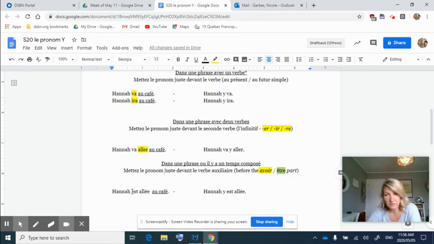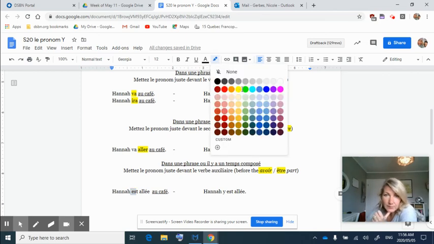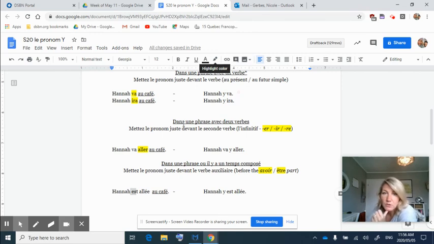So in this, you've got the est and allée. You want to highlight or circle est, the être part. This is where kids go with the ending and try to circle allée, but that's not what you want. You want the être part, the auxiliary.